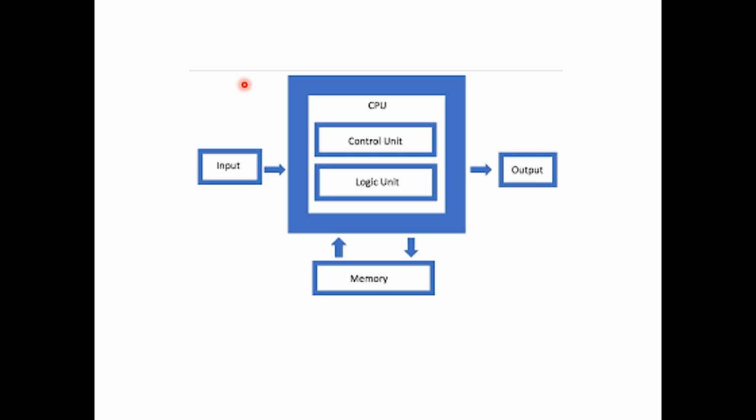For example, addition or subtraction. We get two data, and then we do addition or subtraction on the data we give. So this is a general block diagram of computer fundamentals. The first one is the input device. Second one is the CPU. Third one is the output device. Fourth one is the memory unit. The CPU consists of the control unit and the logic unit.